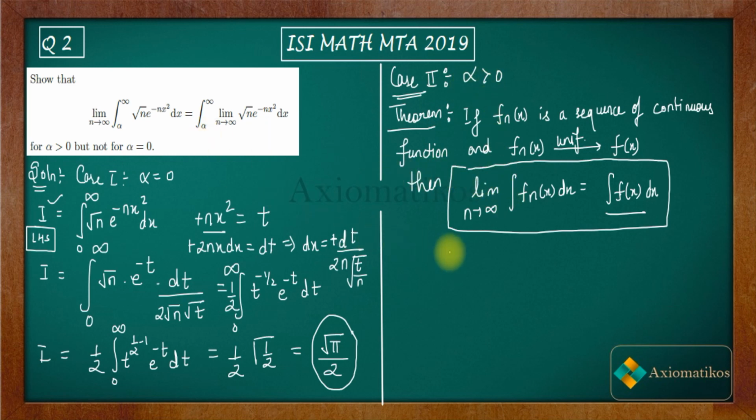Now what is your f_n(x) in your case? Your f_n(x) is root n times e to the power minus n x squared. Alright, this is your f_n(x). Now this thing is a constant number and it's the exponential. So you know that f_n(x) are continuous functions. It's a sequence of continuous functions.